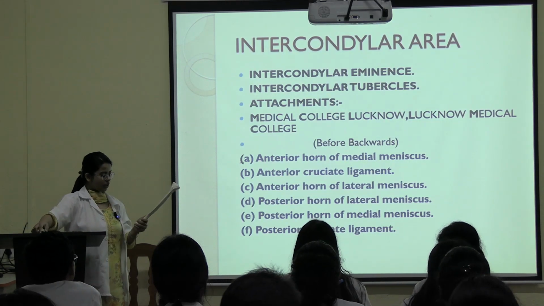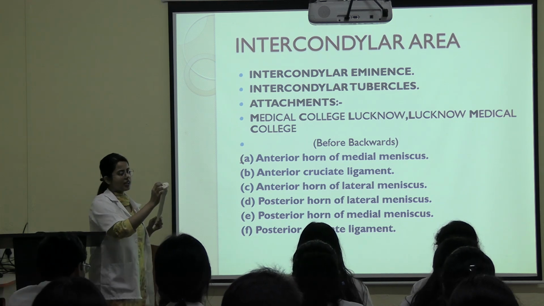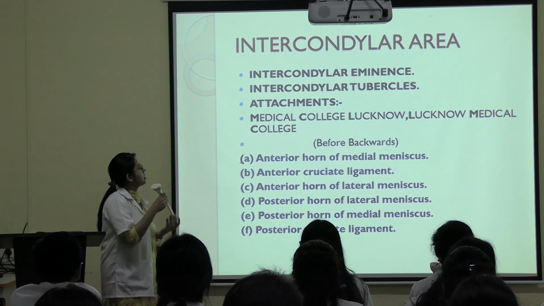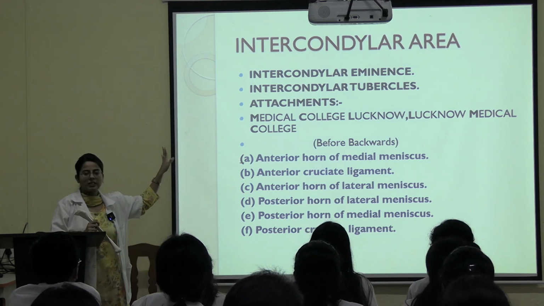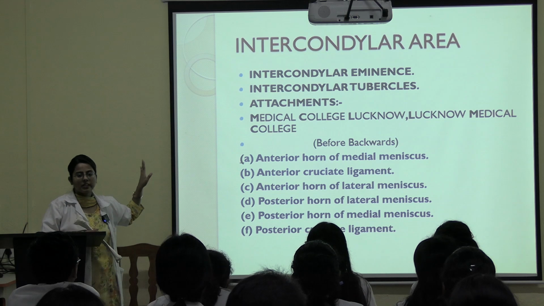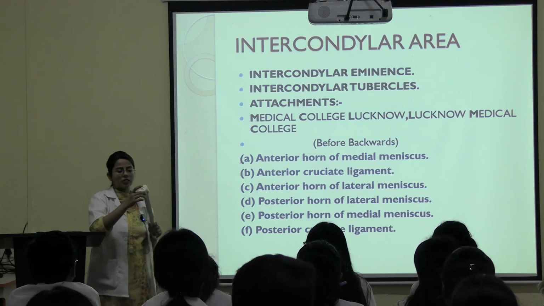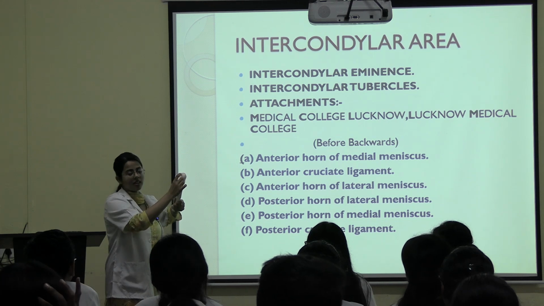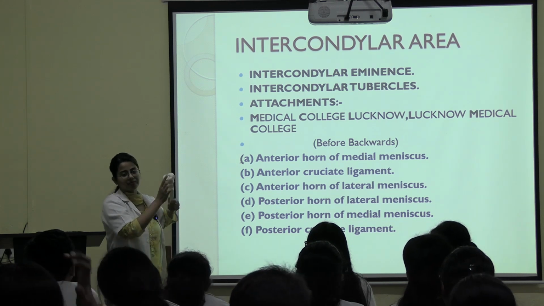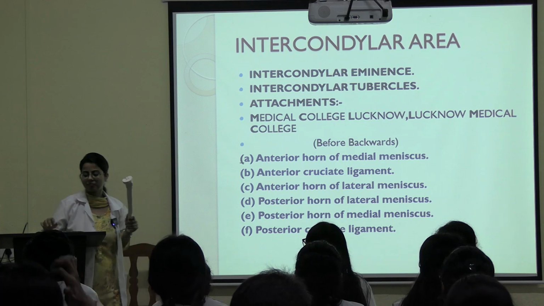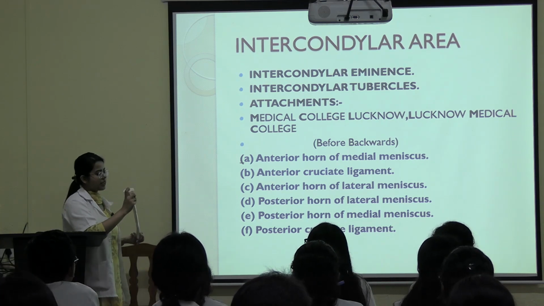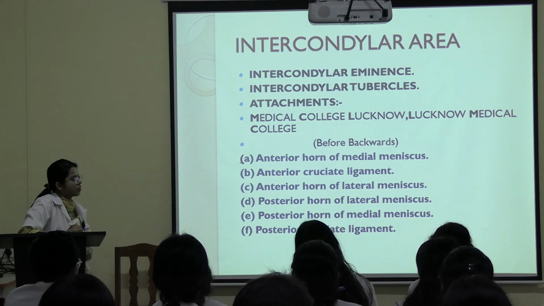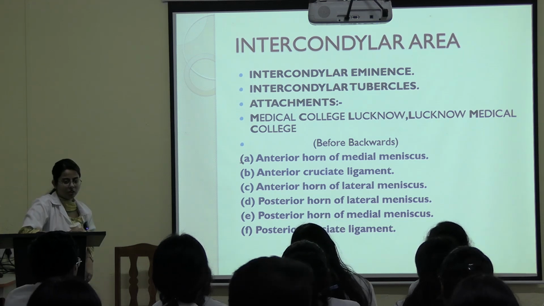Now this intercondylar area. This is the intercondylar area. Clear? Okay, now what are the intercondylar eminence? Intercondylar tubercles. Clear? Which part is known as this? This part? And these two parts? Clear? Now what are the structures which are present here? From before backwards, you can use the mnemonic Medical College Lucknow, Lucknow Medical College.